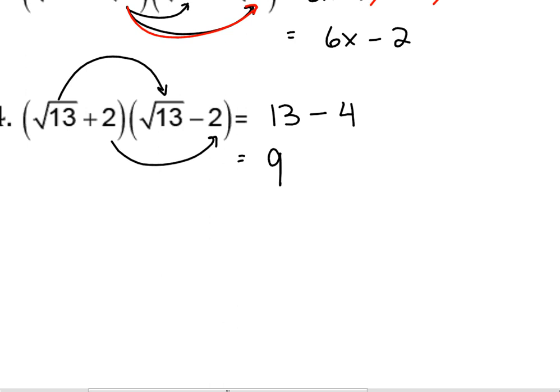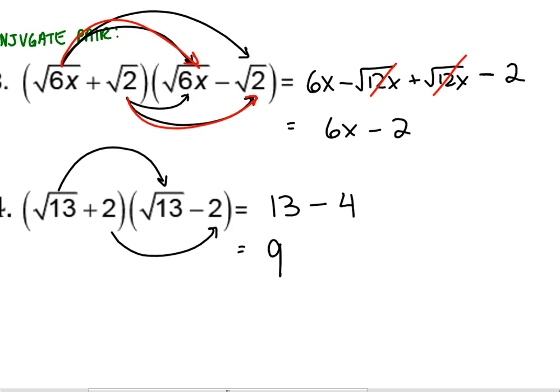9. Really quickly, the last question, was there any restrictions on number 3? Yes, x had to be greater than or equal to 0. Yay! So, we're not done.